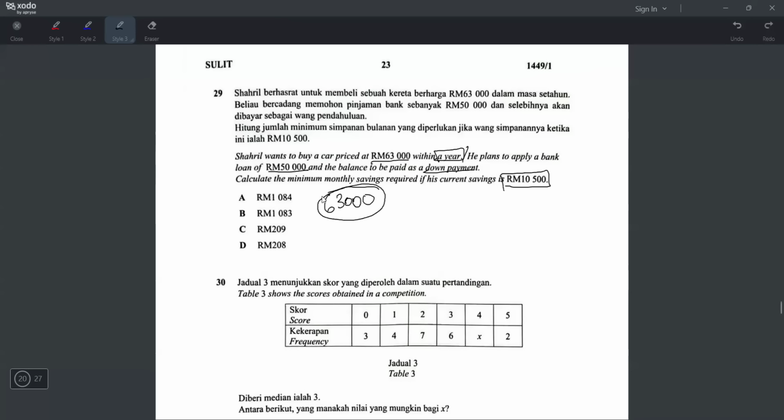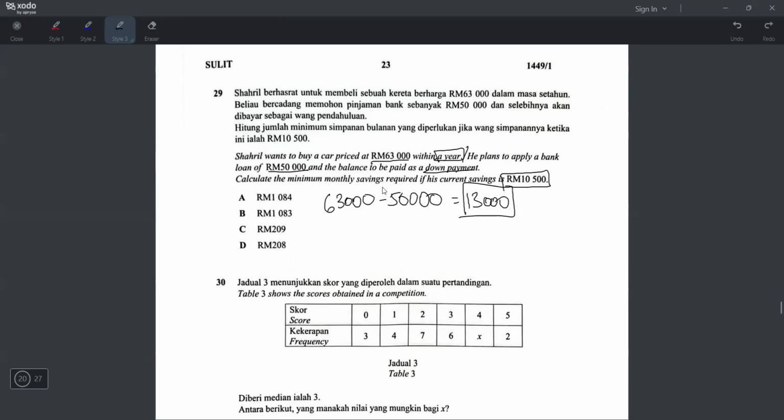But dalam 1 tahun dia tak perlu save 63,000. No. He doesn't need to save this. Dia hanya perlu save ini je. 63,000 minus 50,000. Okay. Yeah, because the rest you can pay using bank loan. Okay. So within a year, how much you need to save? 63,000 minus 50,000. So you get 13,000. So this is the amount he need to save in 1 year.